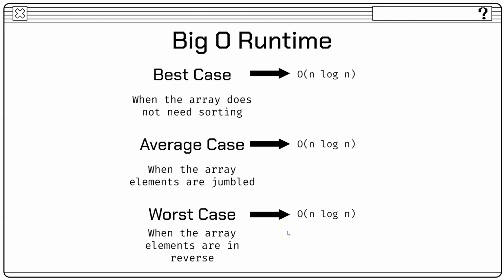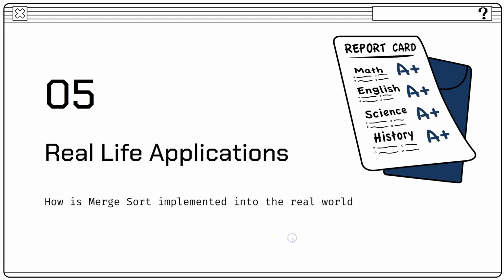And the worst case complexity is when the array elements are in reverse. So instead of being ordered from lowest to highest, it's ordered from highest to lowest. And so the big O runtime for worst case complexity is O of n times log n.